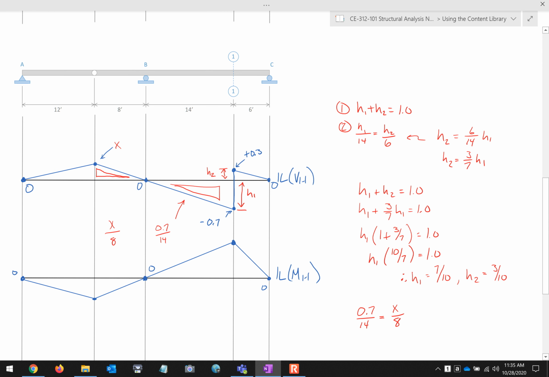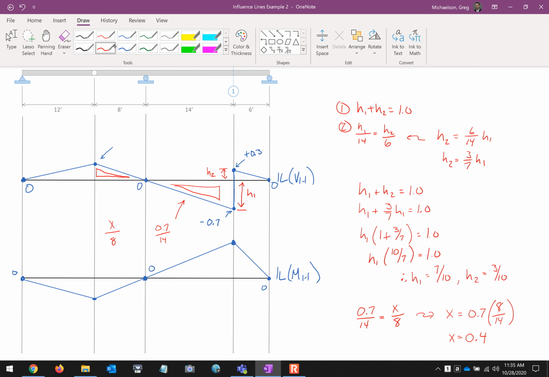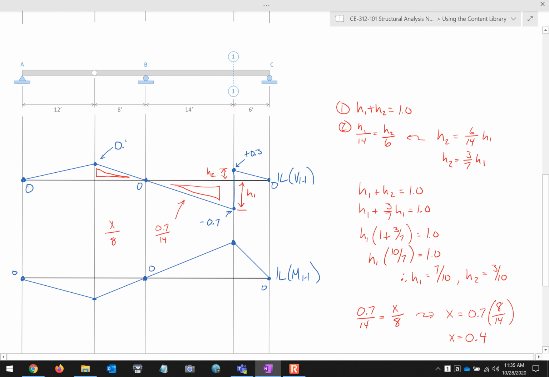I don't know what that value is, but I can solve for that as 0.7 times 8 over 14. And when you solve that out, you'll get 0.4. So that makes this 0.4, and that is your influence line. Here, I'll clean this up a little bit. Again, I don't want it to get too crowded. And that's the influence line for the shear at section 1-1.